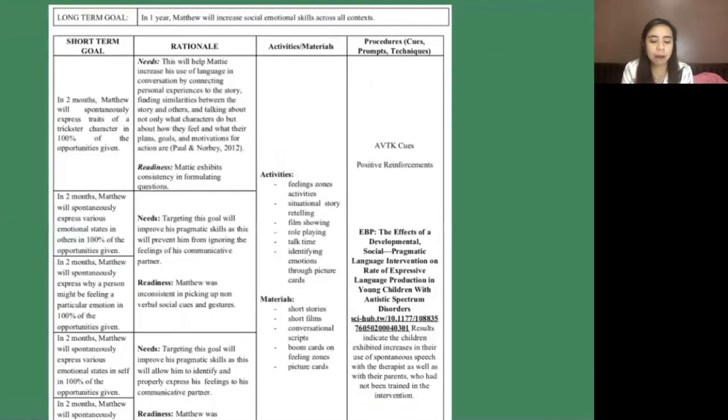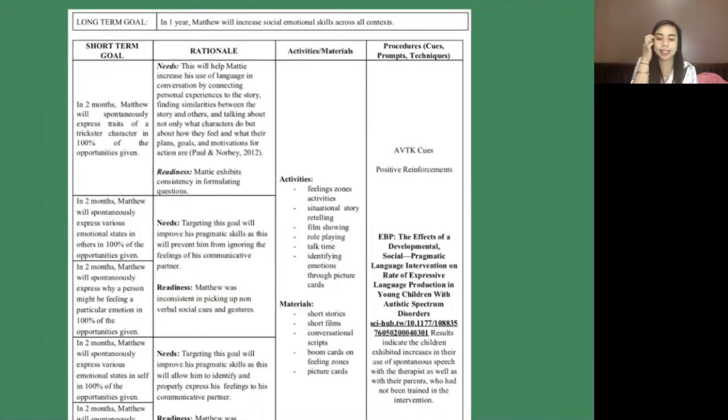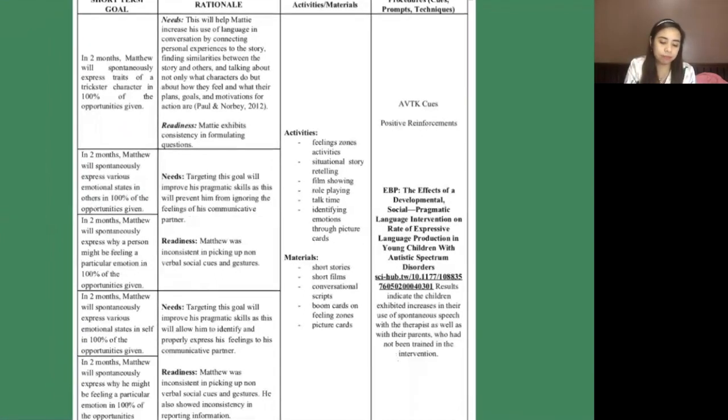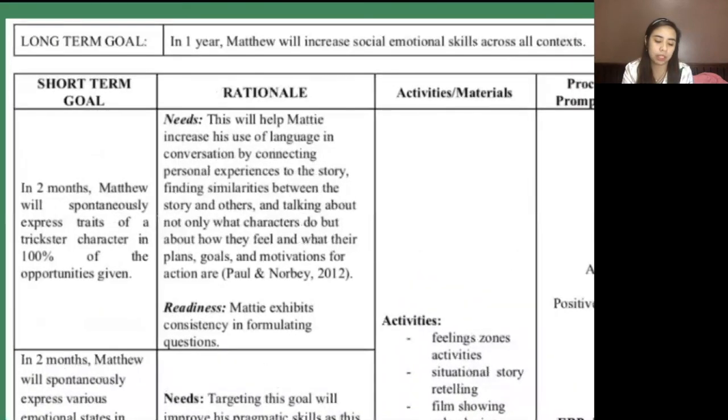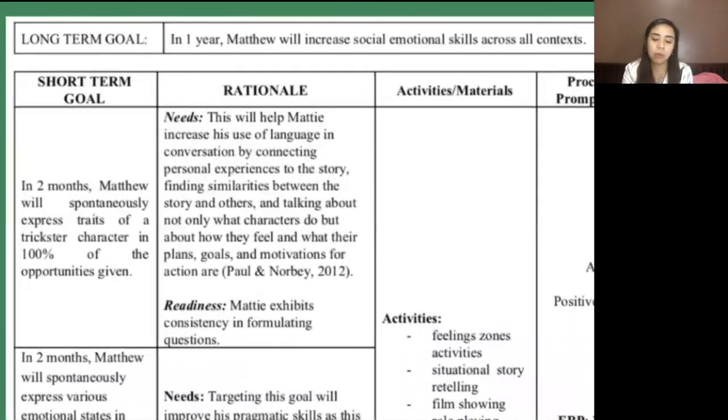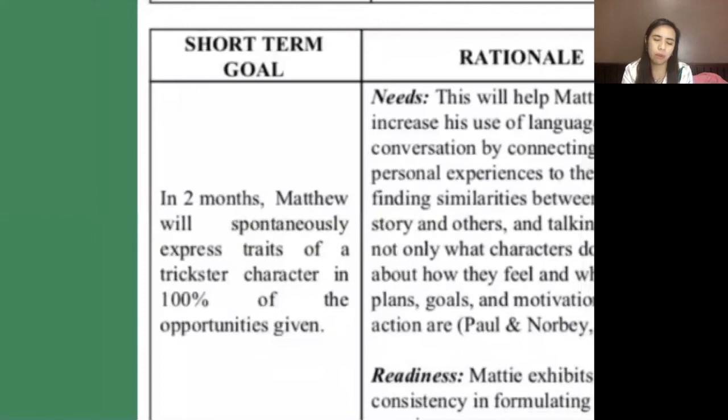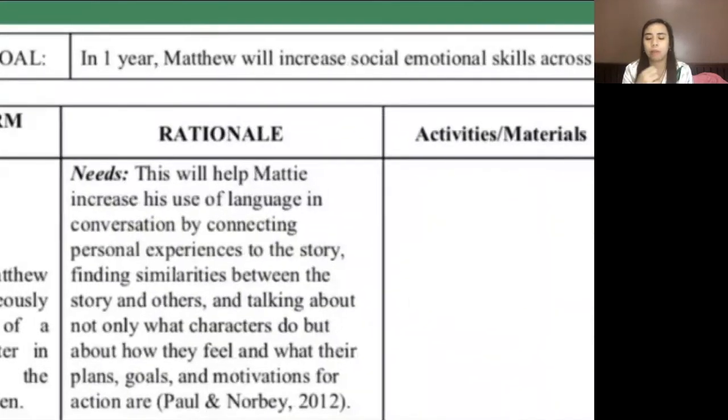Let's look at another ITP. In 1 year, Matthew will increase social emotional skills across all contexts. So let's look at the first one. In 2 months, Matthew will spontaneously express traits of a trickster character in 100% of the opportunities given. Trickster character. Remember, we're looking at increasing social emotional skills. So one may think, like, for example, a doctor might think, why will you target expressing traits of a trickster character? How is it related to his long-term goal to increase social emotional skills?